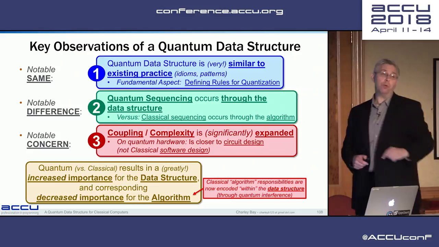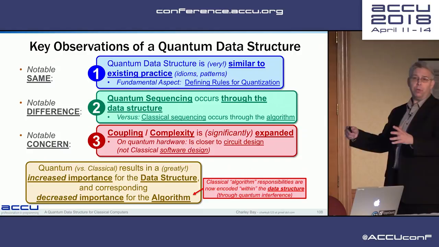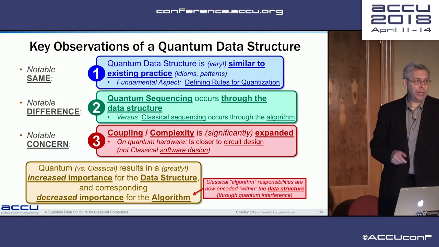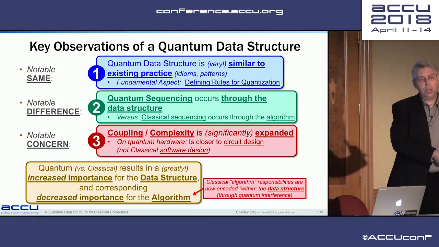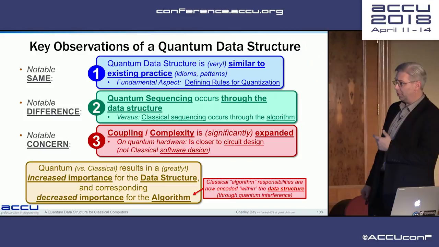That's the takeaway today. If you want to do quantum data structures, your sequencing is in the data object, not in the algorithm. The coupling and complexity is higher, and that's just an attribute of the phenomenon of quantum interference if you're on hardware, or if you're on a classical machine, it's an attribute of we are increasing the computational density of how we structure stuff so that when the wave function collapses, we yield a value. Higher complexity, but we yield more powerful values with fewer instructions and fewer data requirements. So that's interesting.